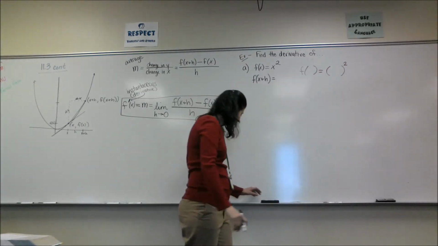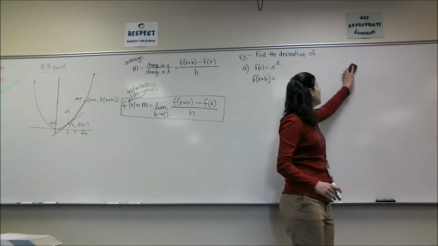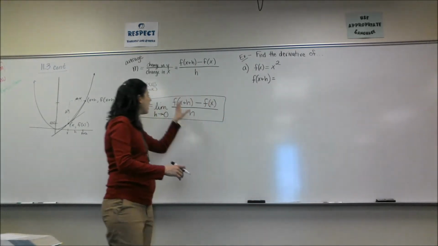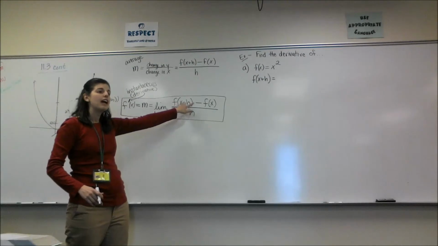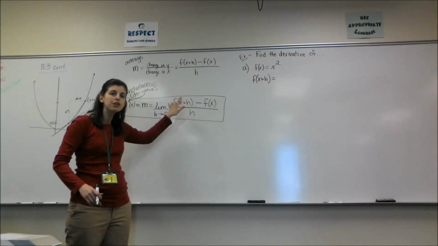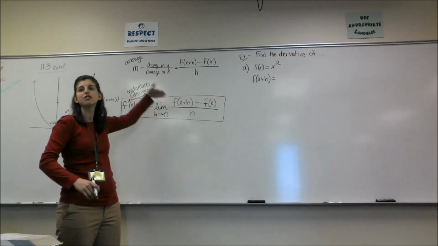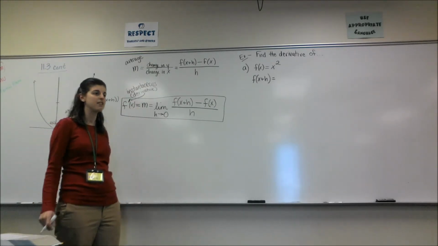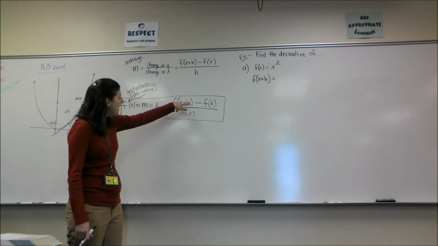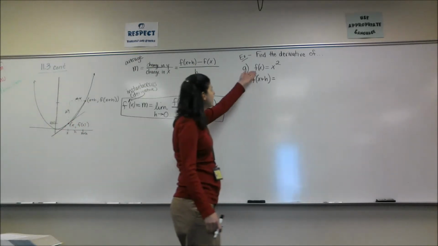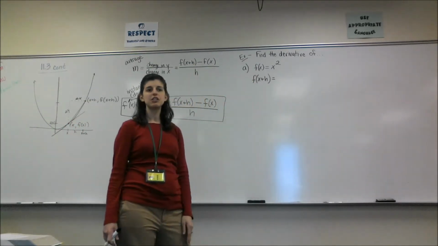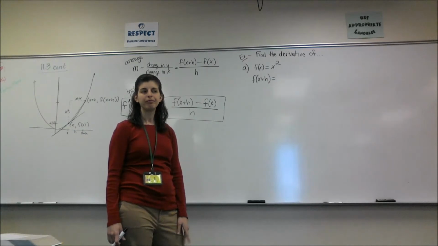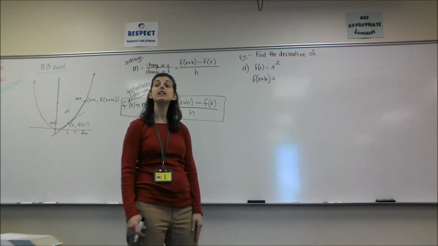So now here's my question. In my formula, we're going to need f of x plus h and f of x. Those are the two parameters that change from one problem to the next when you're finding the derivative by the limit definition. So, f of x plus h. I have f of x. What's f of x plus h? X plus h squared. X plus h quantity squared.